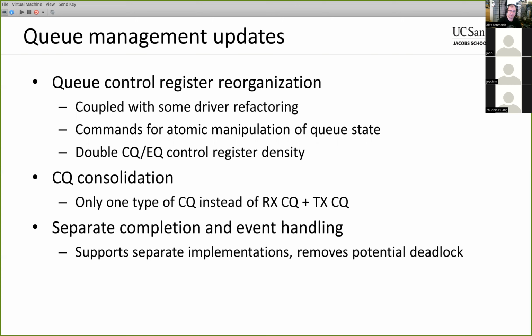The other thing I did is doubled the EQ and CQ control register density. The idea going forward is that we're going to replace the RX and TX queues with queue pairs. If you take your available register space and cut it in half, if you can implement n queue pairs and 2n CQs, that's optimal, because then you can have one CQ for every send queue and every receive queue in the queue pairs. So I've gone ahead and done that, and it seems to work fine. Again, it's just a reorganization, so it doesn't really make that much difference.